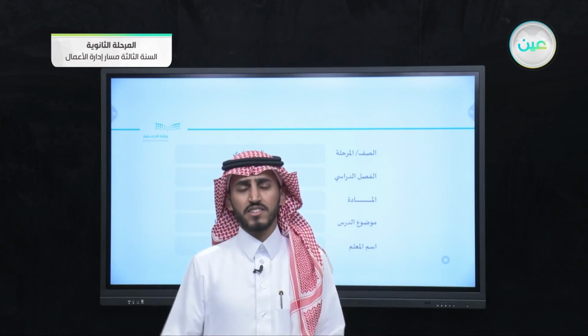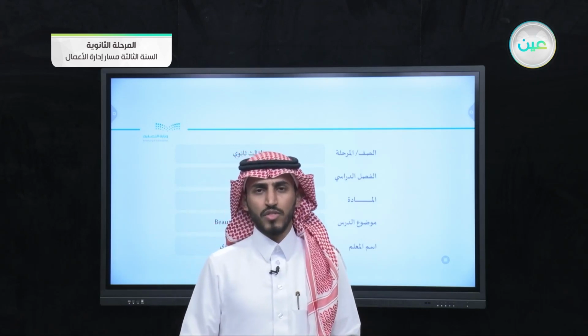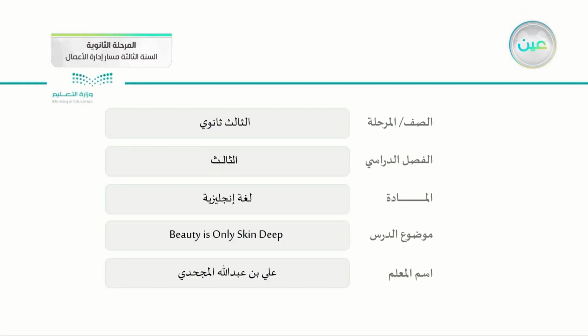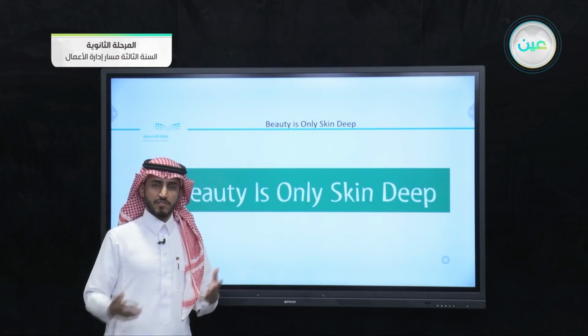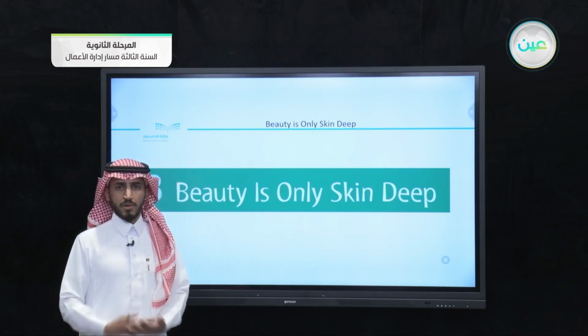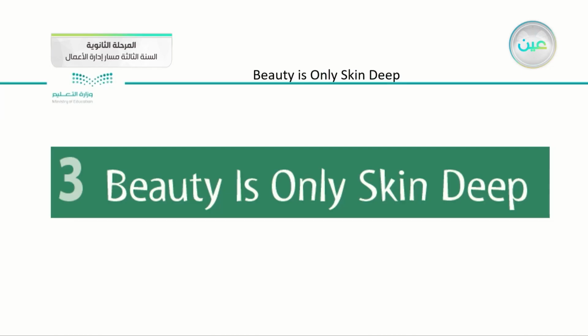But before we start, let's take a quick overview of the previous lesson. We started talking about the title of the third unit, which is Beauty is Only Skin Deep. We said it means that beauty is only an artificial thing. It doesn't reflect the inner beauty and the personal traits.